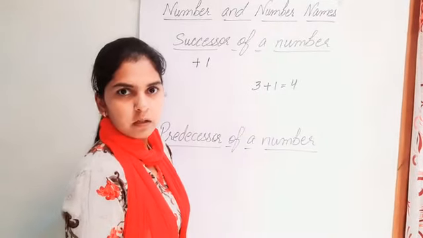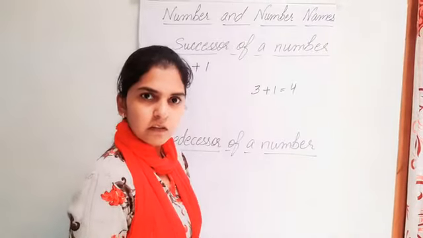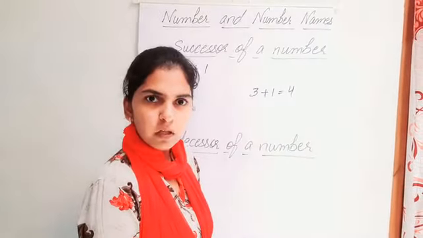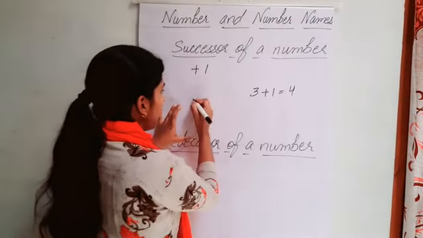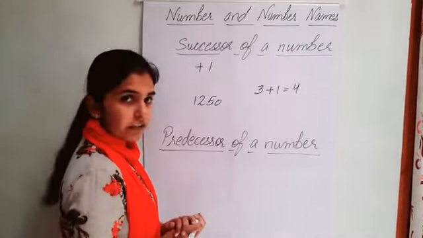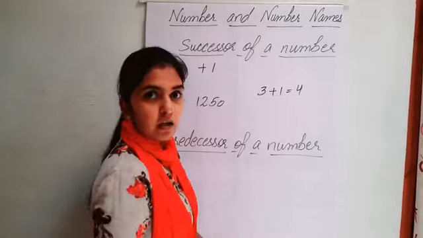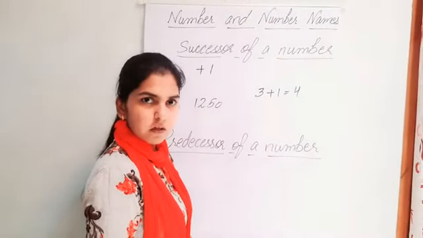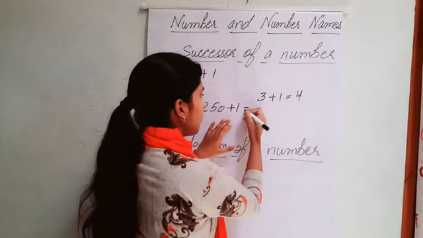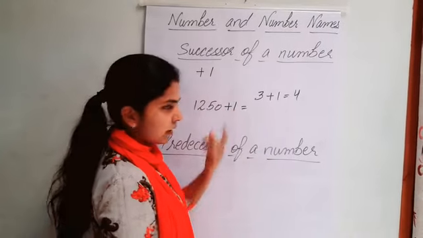Okay. So as you know that in this chapter we are studying about 4-digit numbers, we will find successor of 4-digit numbers also. Suppose I am writing one number. Now first of all read this number. This number is 1250. So what will be the successor of this number? To find the successor of this number, we will add 1 here.